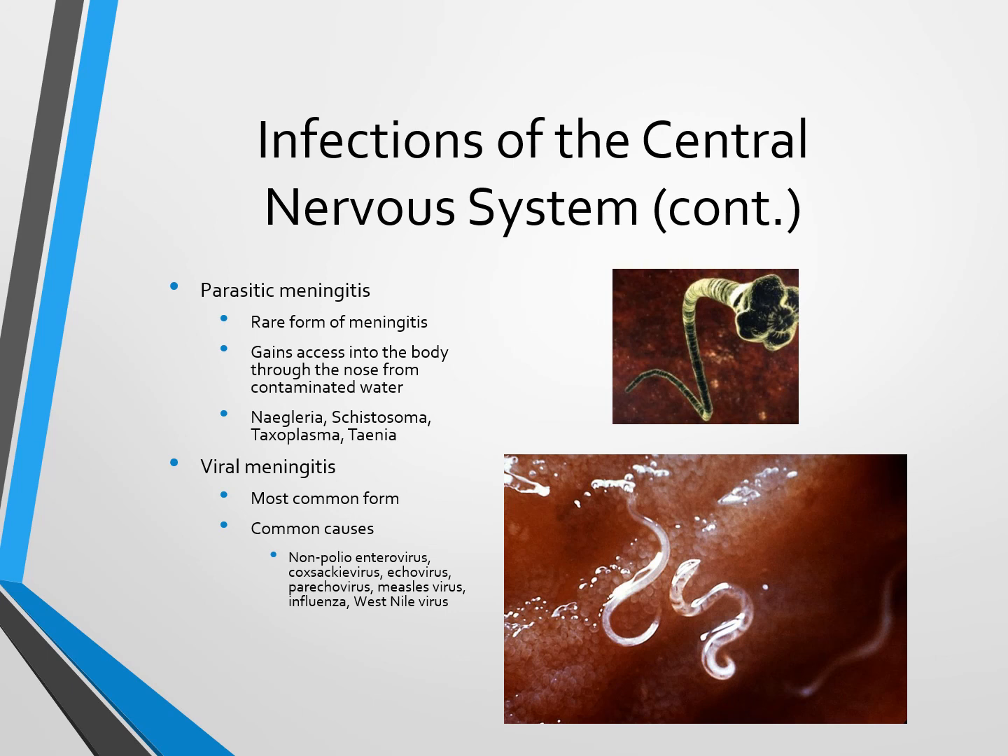Viral meningitis. Like I said, the most common form of meningitis, and the causative agents are non-polio enteroviruses: Coxsackie virus, enterovirus, echovirus, and parechovirus. There are a variety of others that are listed, like herpes virus and measles and flu and West Nile, that could potentially result in viral meningitis as well.